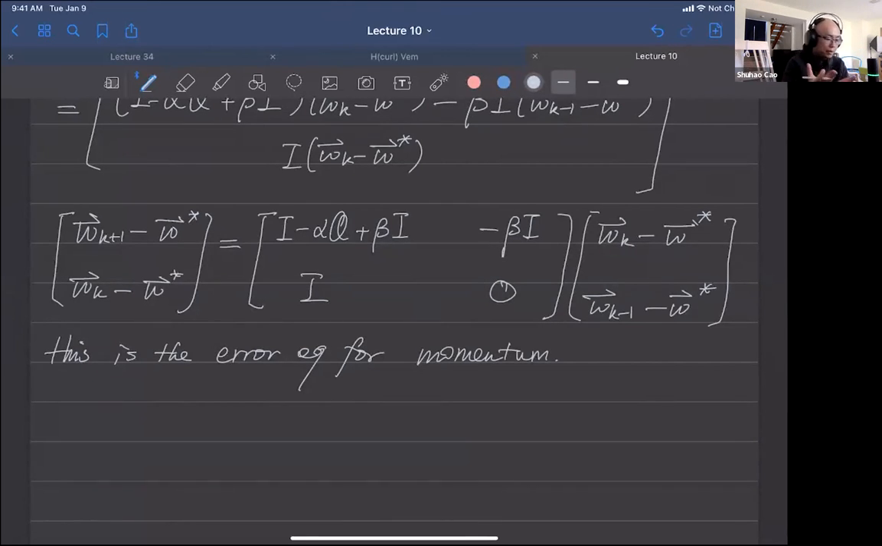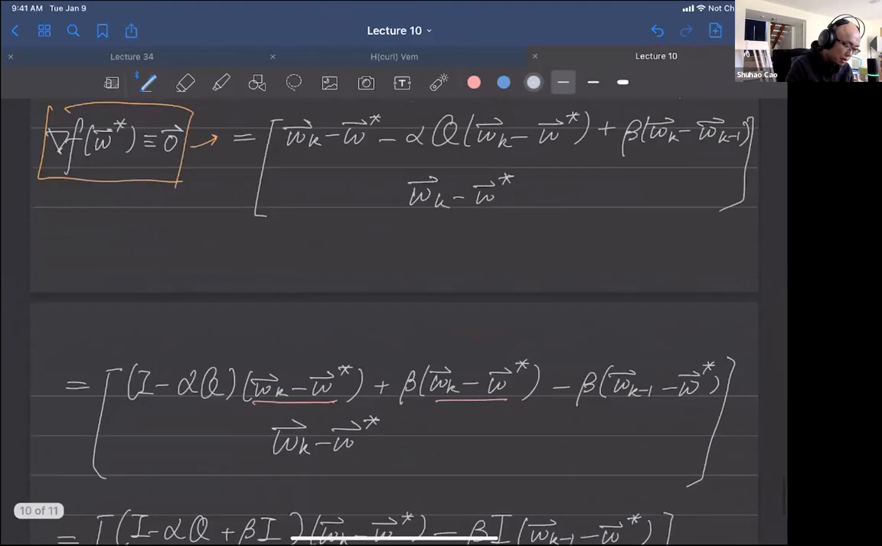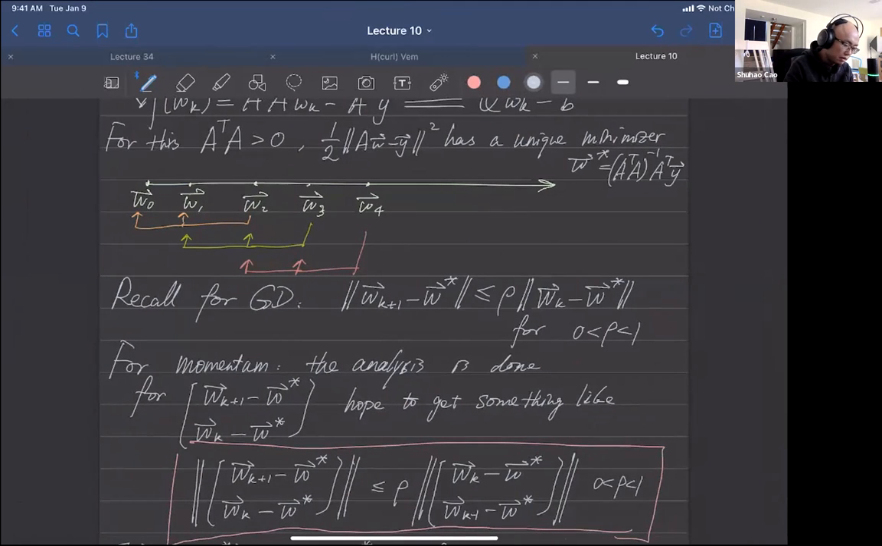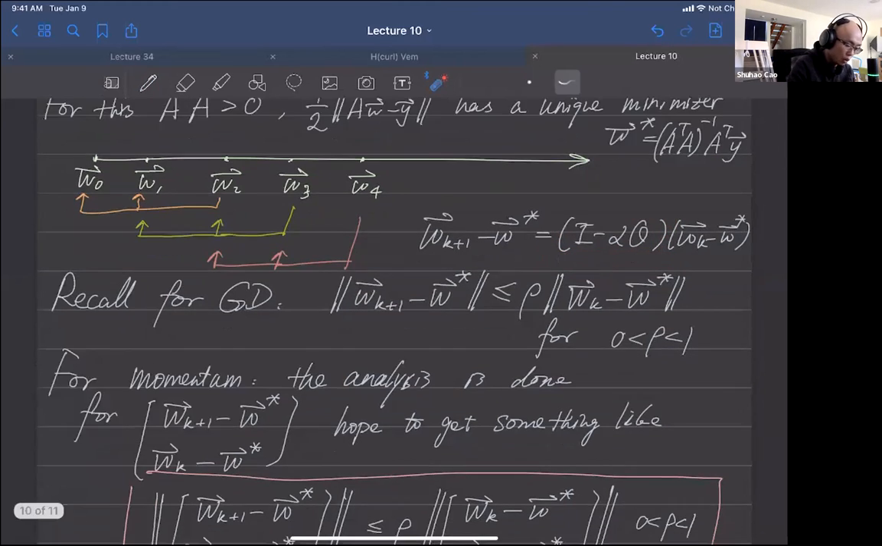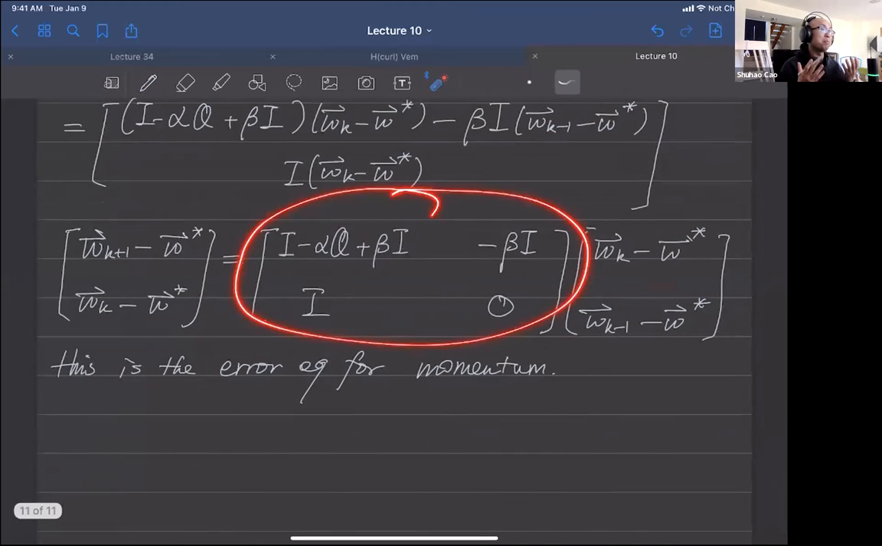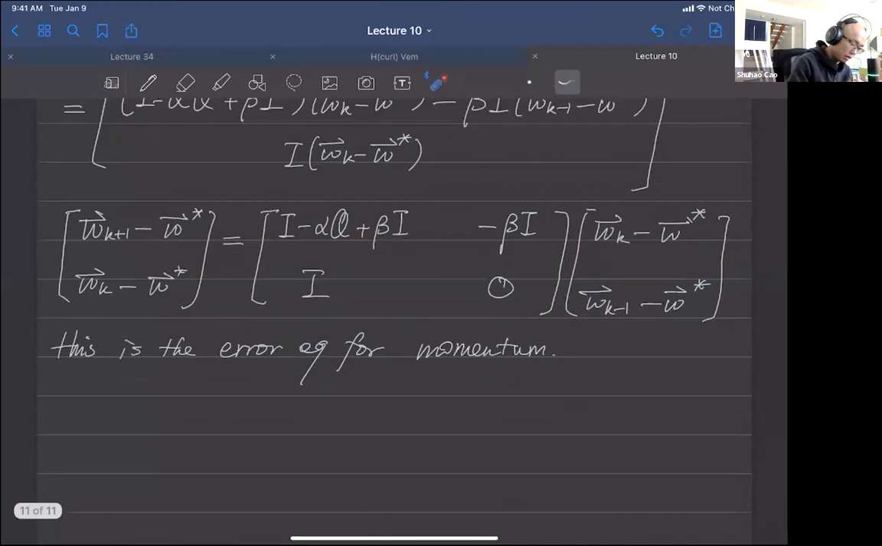And the rest falls out kind of the same. Remember, for the gradient descent analysis, we wrote our error equation like this. This is our error propagation matrix. It's the identity subtract the step size, our learning rate, times the Hessian, which essentially converts to finding the minimum possible eigenvalue of that. Now it's kind of the same, but the only difference is our matrix is bigger and it's a block matrix. So now let's analyze it.